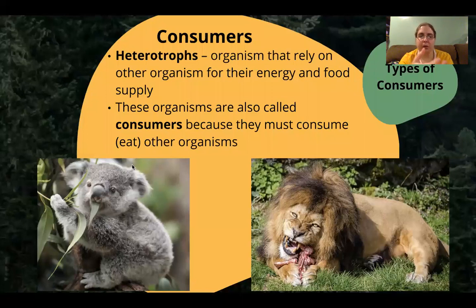So they actually have to consume another organism, which is why they are also called consumers, because they have to eat other organisms. Now, notice it doesn't say just eat other animals like the lion here, but plants are organisms too. So this koala bear eating the eucalyptus leaves, well, it's still eating another organism, so it's still consuming it. It is still a consumer. But there are different types of consumers, which is what we're going to discuss next.